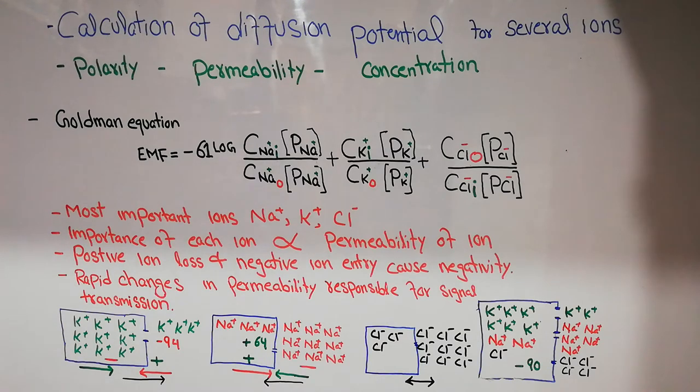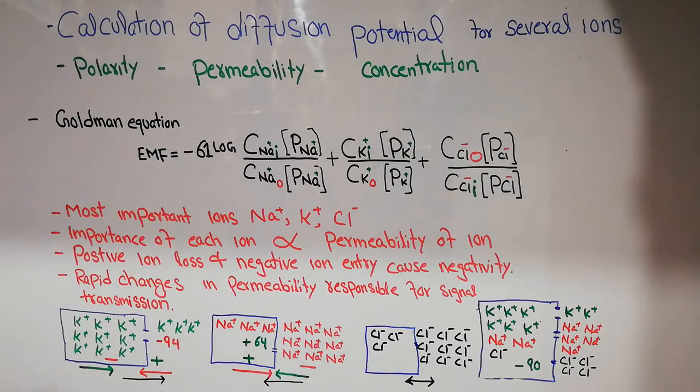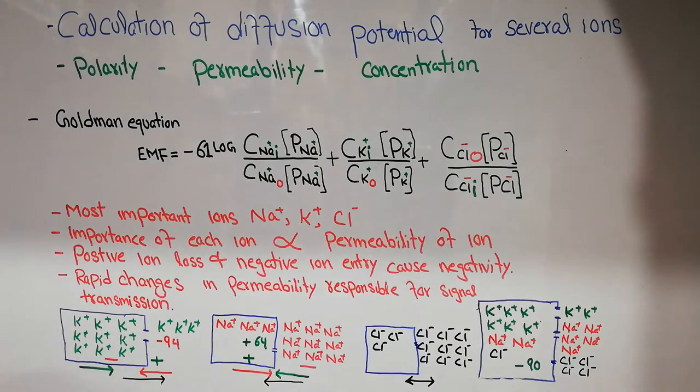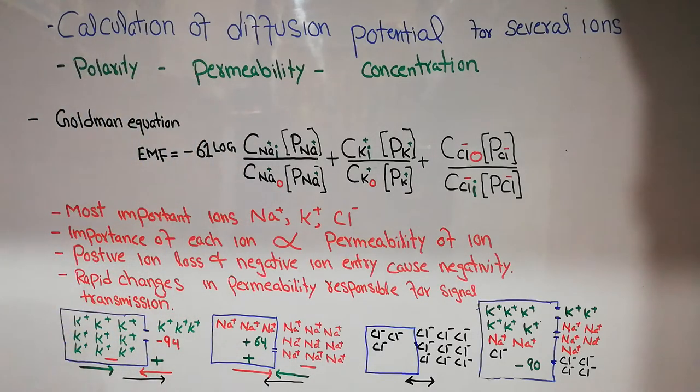So to calculate the membrane potential when the membrane is simultaneously permeable to different kinds of ions, we use an equation known as the Goldman equation. So this is basically the simplest form of the Goldman equation, and it's dependent upon a few factors.